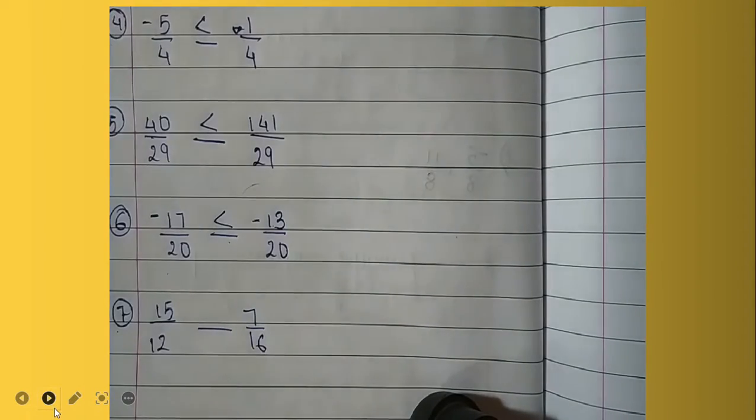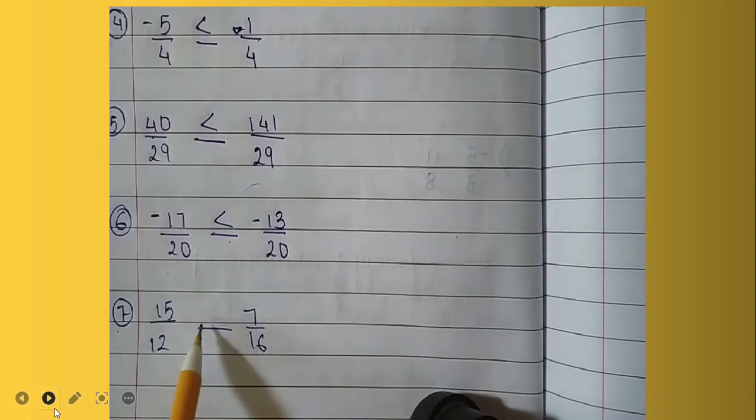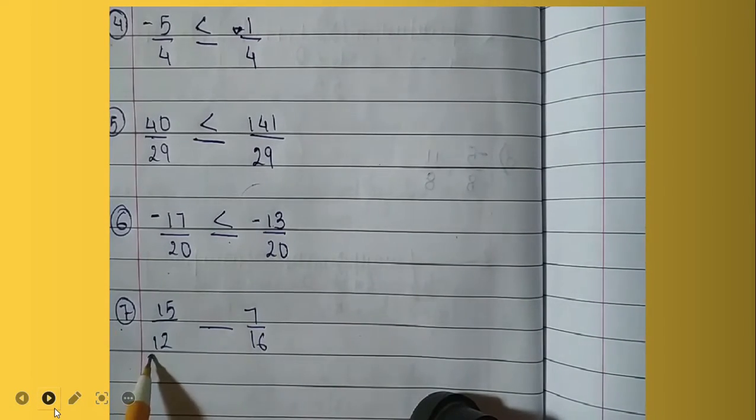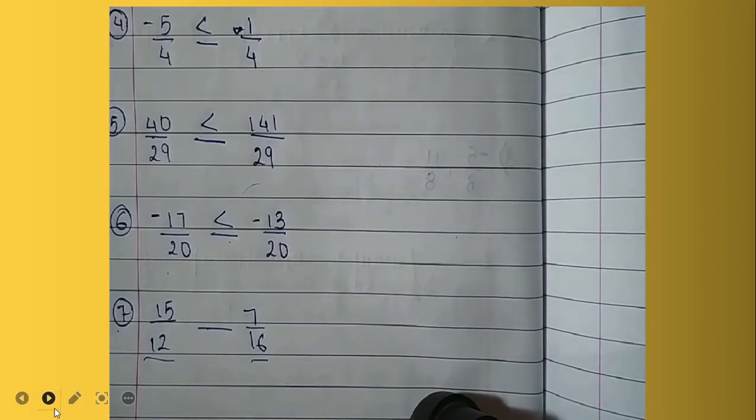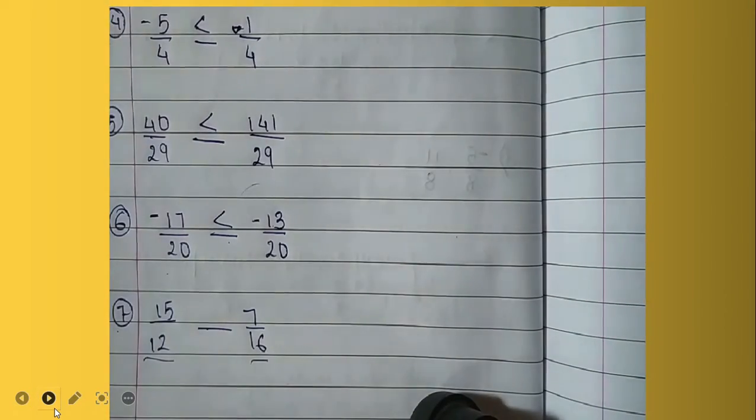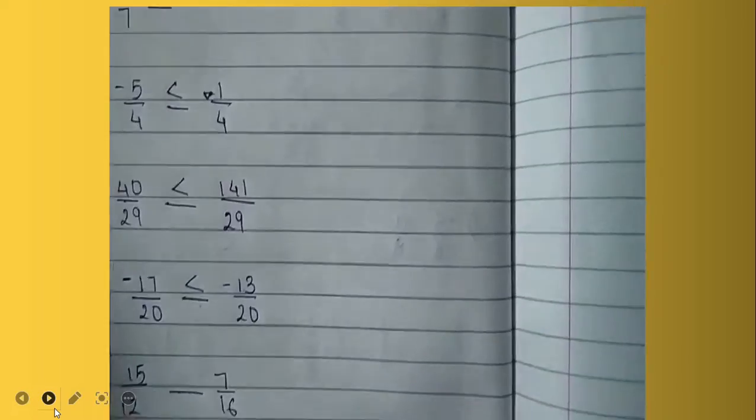Now, 15 upon 12 dash 7 upon 16. Now the denominators are not the same, so we need to work on that. Since the denominators are greater, we can do this by the LCM method. Okay, so let's do it with that method.